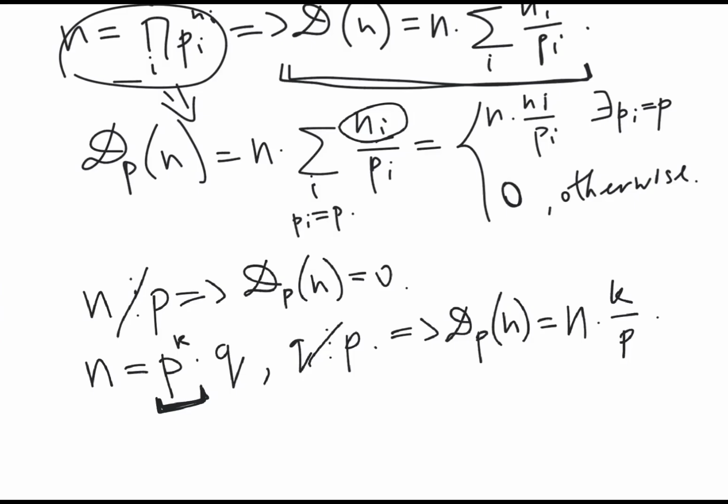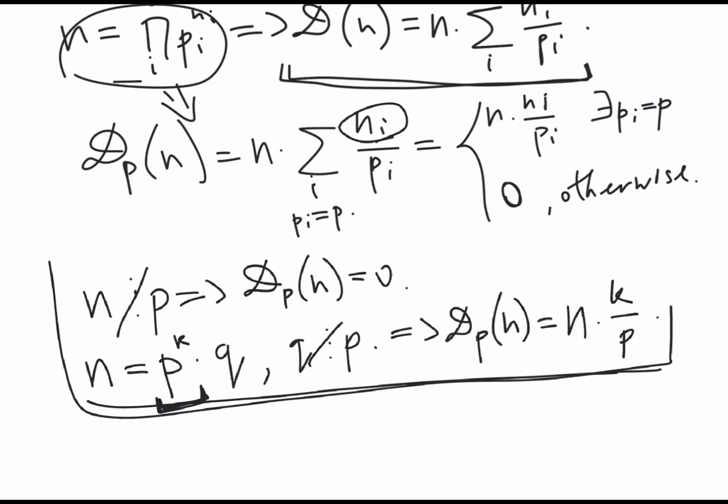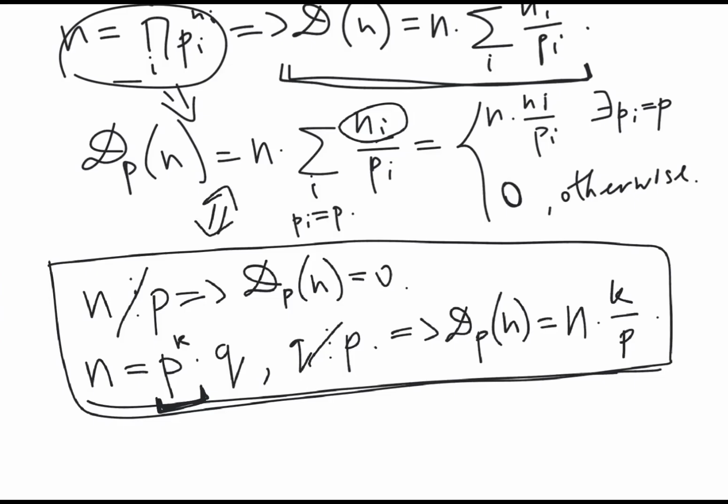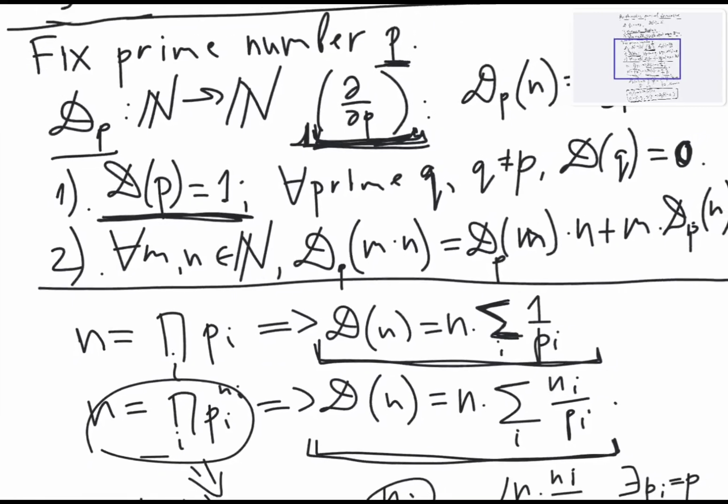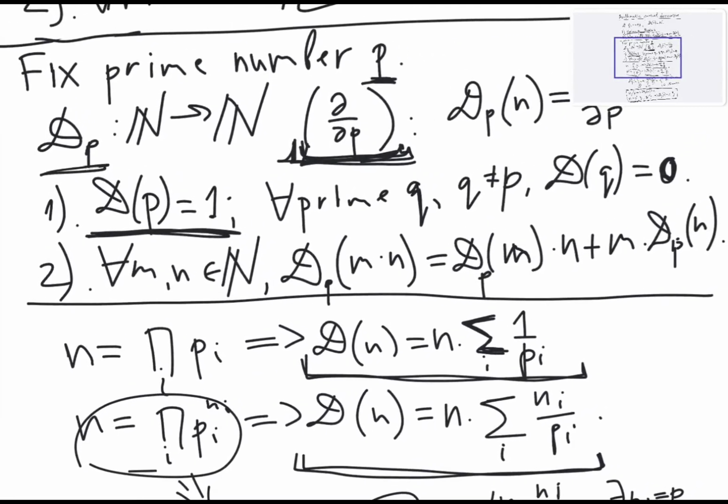So to prove this formula, it's easy to see that what I wrote is exactly equivalent to this. These two formulas are exactly the same, just a different way to write it. To prove this, first we observe that the partial derivative, this function d_p, is defined fully by these two properties, right?